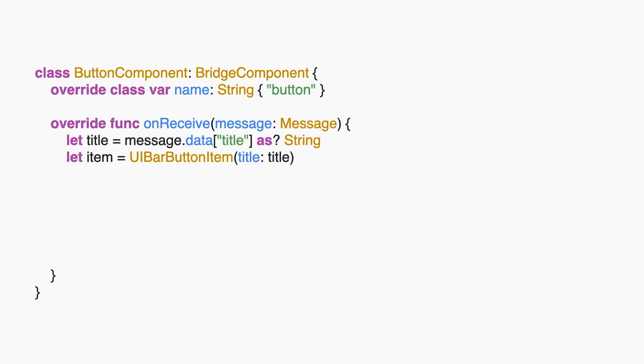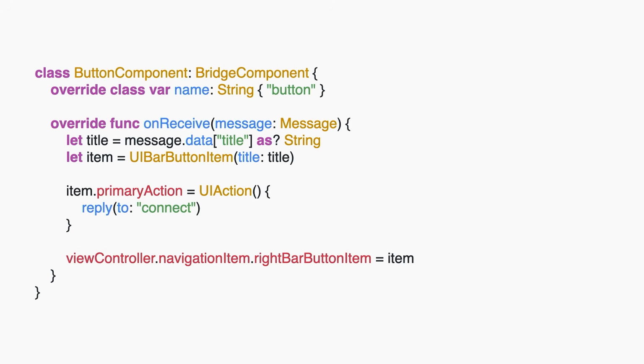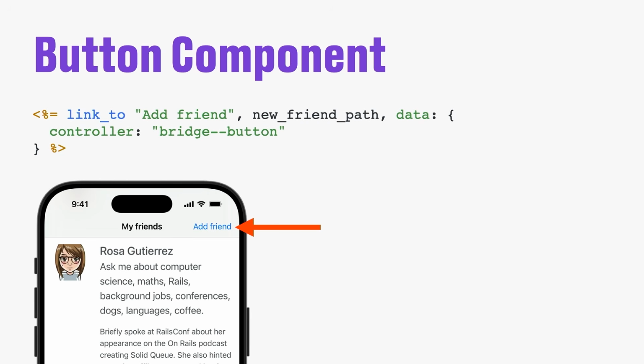It doesn't inherit from button, it's a whole other thing. But these things we can put on the top of the screen. We'll attach a callback to that, just like we did on the web. This gets fired when the user taps on the button to reply to the connect message, which will, in turn, click the HTML link. Finally, we'll throw it on the screen in the upper right via the navigation item. Once we build that, we get our add friend button up in the upper right of the My Friends screen or page.